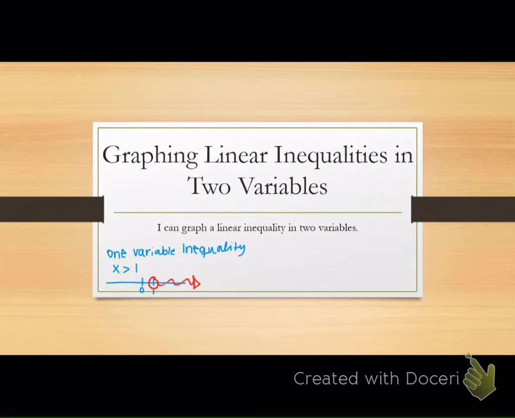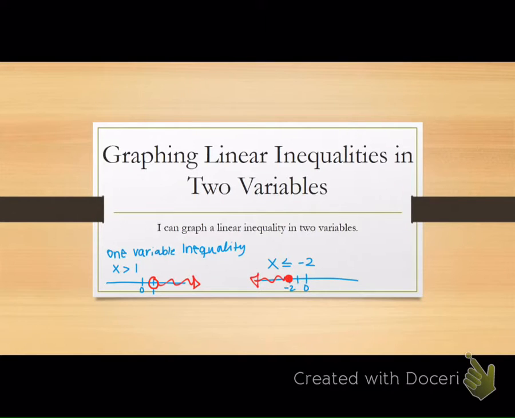Or if it was something like x is less than or equal to -2, we graphed our number line. In this case, we had a filled-in circle because it was or equal to, and since it was less than, we shaded it to the left, because those numbers made the statement true.